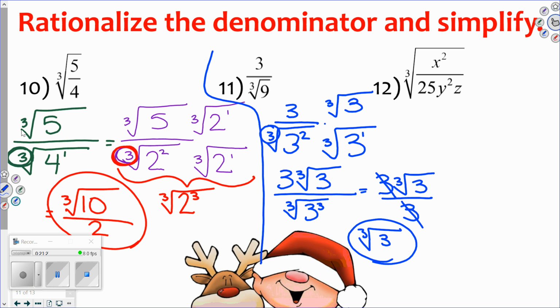You can do the same thing with the 3's. Am I still losing you on how I'm going from here to here? 3 cubed means I have 3 3's. How many groups of 3? 1. So that's 3 to the first, or just 3.